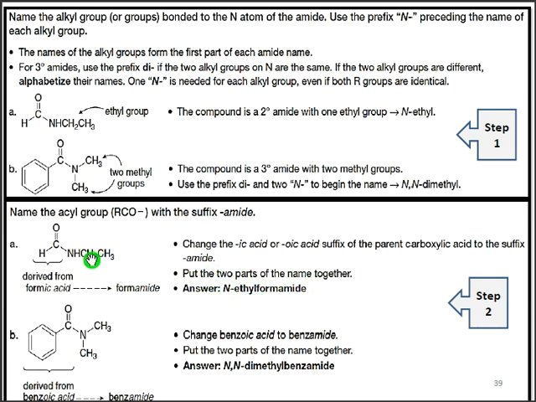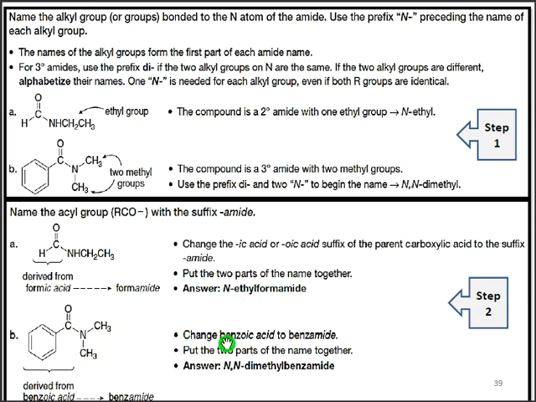N-ethyl: we have on the nitrogen an ethyl, formamide. This formic acid will be formamide. That means N-ethyl formamide.